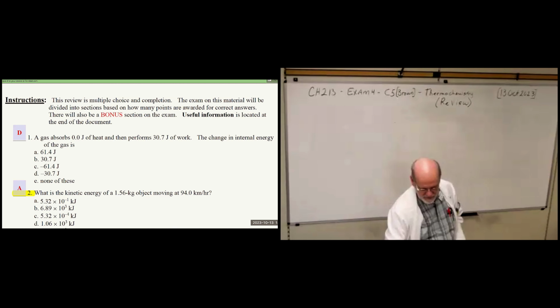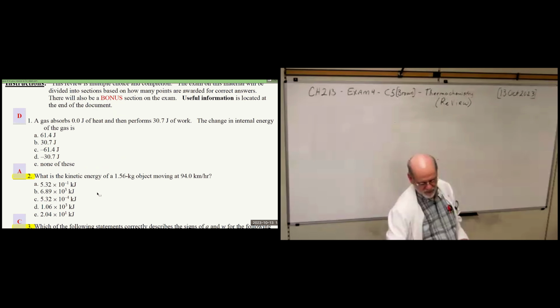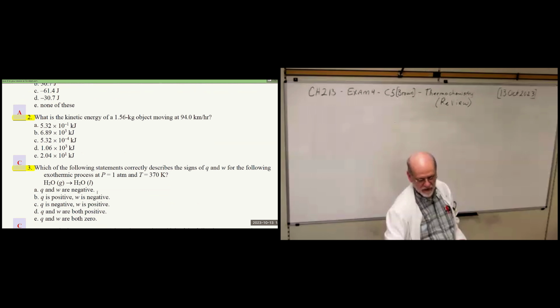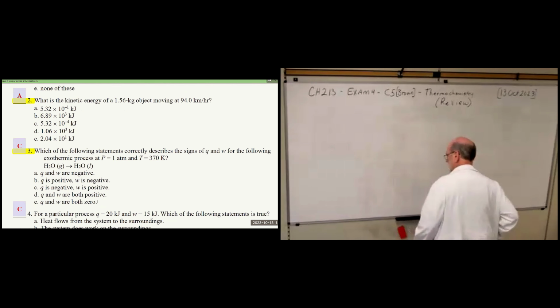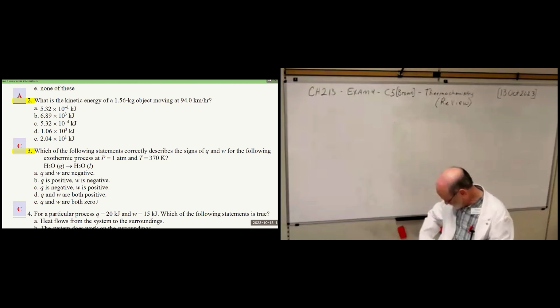So let's do, let's see. This says it's chapter 6, but in your book, it's chapter 5. So in Brown, we're looking at chapter 5, thermochemistry. Marker out. There we go.